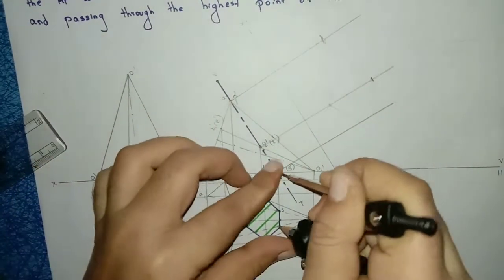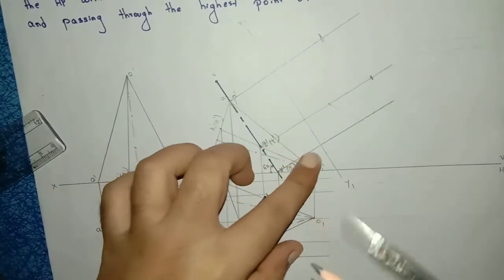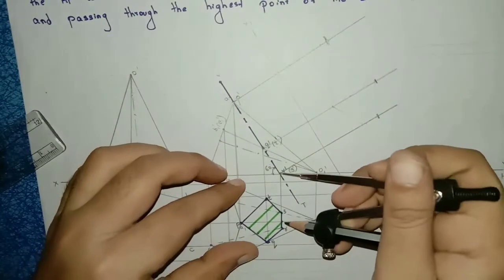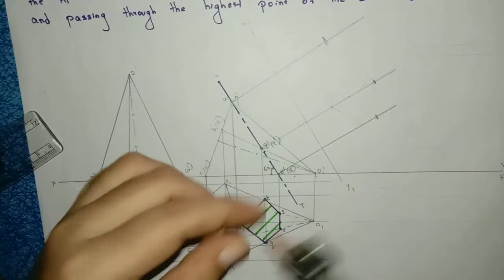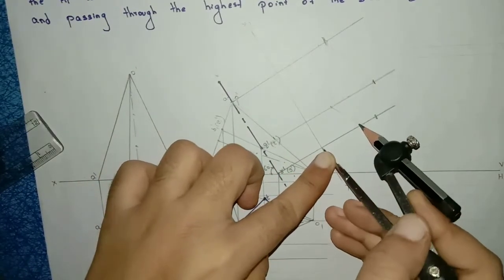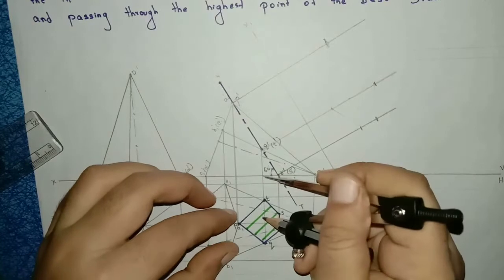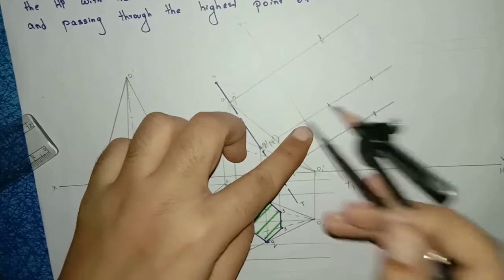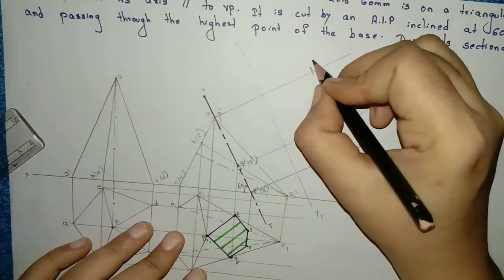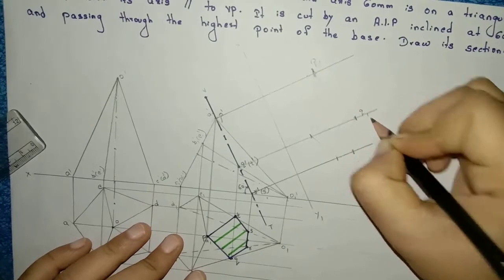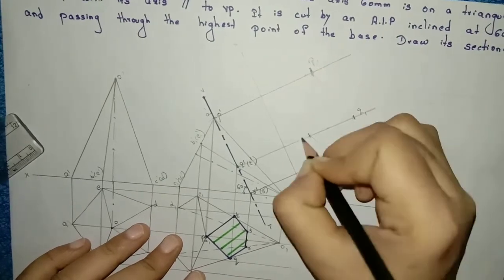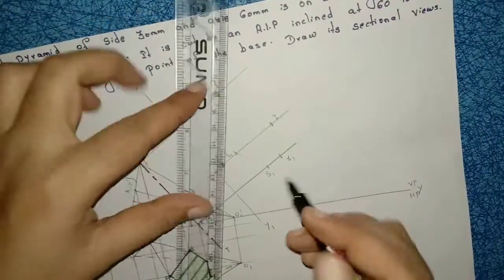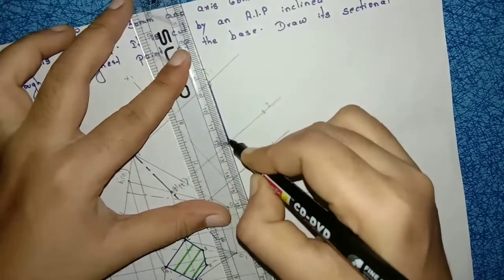Then next, from the reference line to the R point, take this distance. This is your R line. This is your new reference line. Mark the R point here. From the reference line to the S point, mark the S point here. Then next, from the reference line to the T point, take this distance. Mark the T point here. So name it as P1, Q1, R1, S1, T1. This is your true shape. Join all these points.